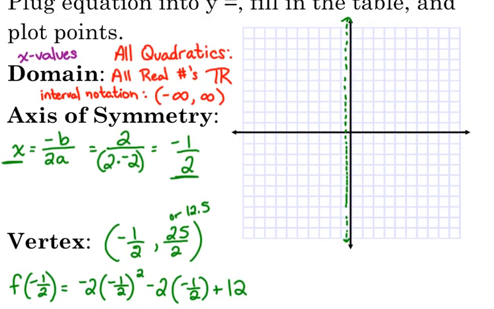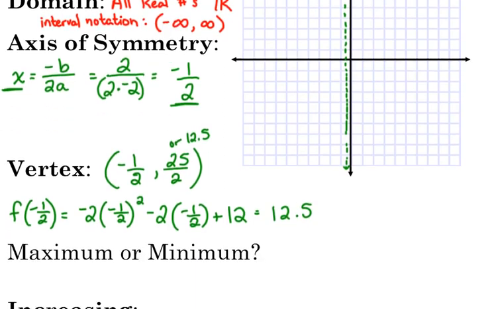Alright, so that's my vertex. I'm going to go ahead and plot that on there. That's a little bit off of my graph, so I'm just going to put that point way up there, negative 1/2, 12.5. You should already have it pretty close on your graph. Is that a maximum or a minimum? It's a maximum. You hit a maximum value up there on your graph.